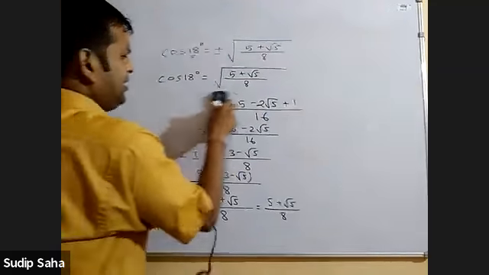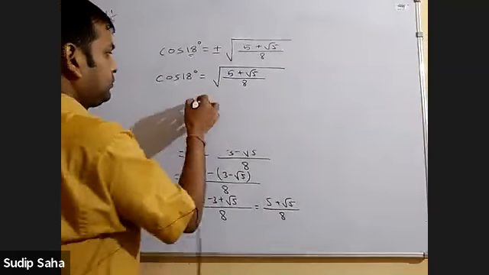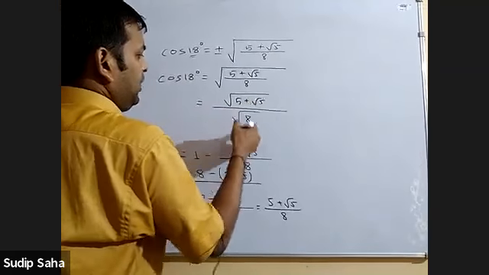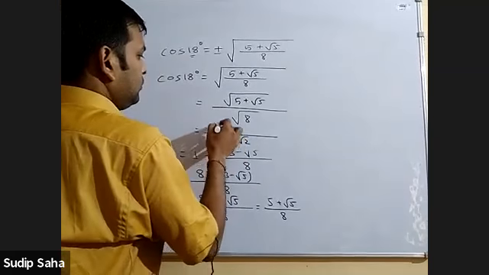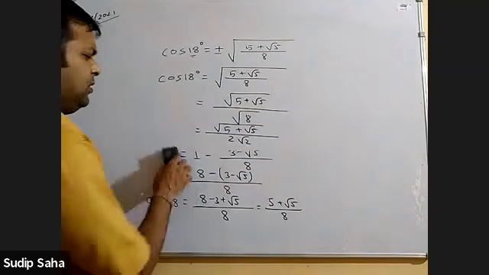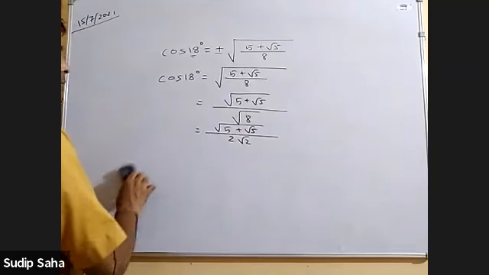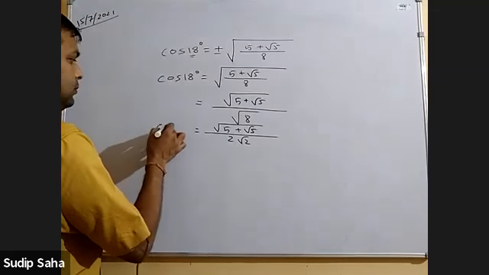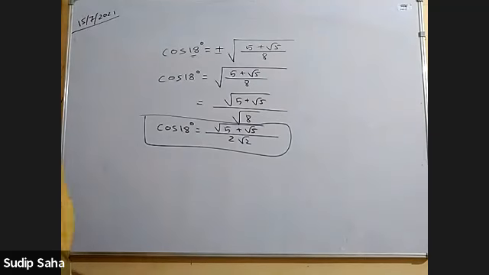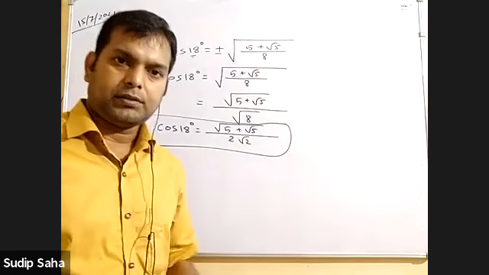If you want to write the root separately, you can: root 8 below and root (5 plus root 5) above. Root 8 means what? 2 root 2. Understood? Yes, sir. So this is the value of cos 18 degree. Am I clear? Yes, sir.